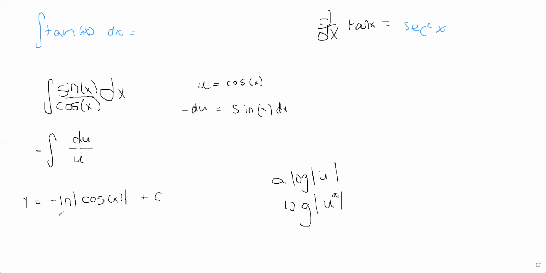So we have a negative 1 out front. Another way we could express that would be as natural log of cosine to the negative 1 power. And then this would be 1 over cosine, which is secant. So we could also write this as natural log of secant of x plus c.